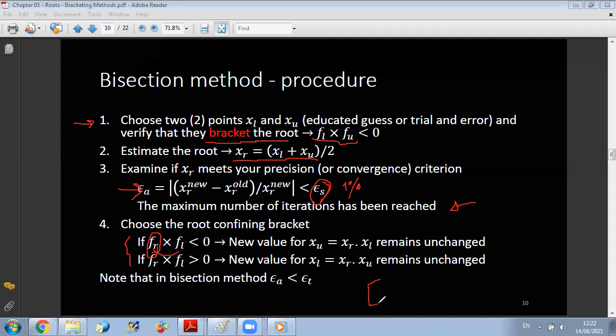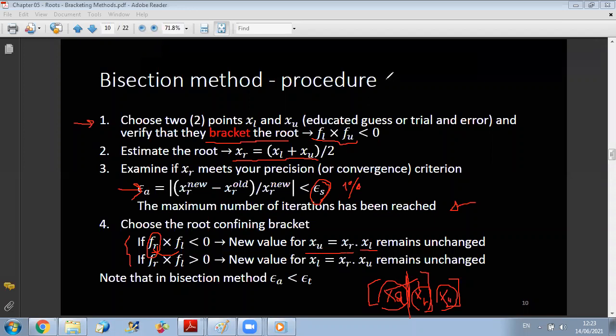So if I put it here, this is x upper, this is x lower, and you found xr in between. You evaluate the value of f. If f at the root times f of the lower end is negative, this means that the root is between these two. So my new interval now will be between x lower and xr. This means that xr will replace x upper, while x lower will remain the same. So when fr times fl is smaller than 0, I set x upper equal to xr, while I keep xl as it is.